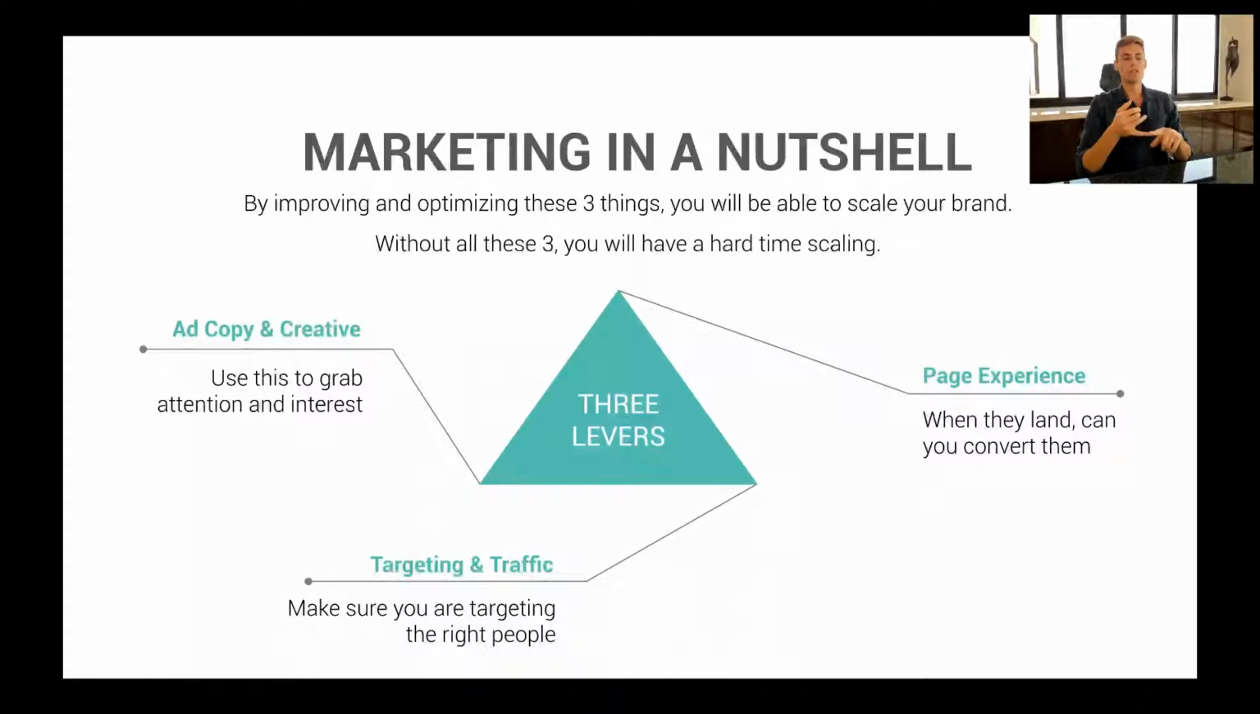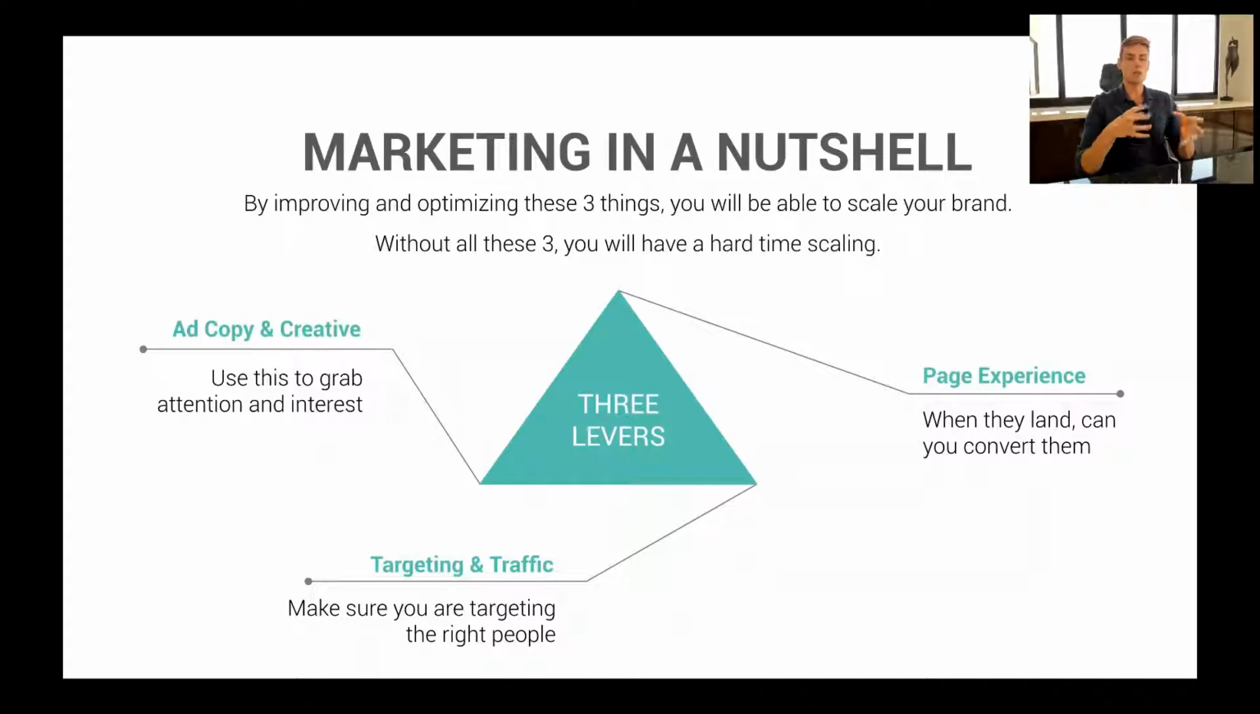So the first pillar is ad copy and creative. It doesn't even have to be the ad, it could be organic as well. Make sure you are constantly testing headlines, you're constantly testing creative to find what people are clicking on. If people are clicking on that, then they're showing interest and you're engaging with them.